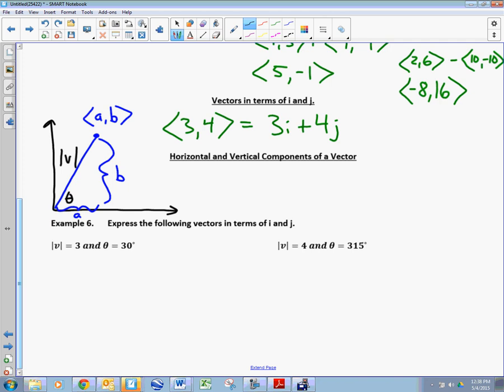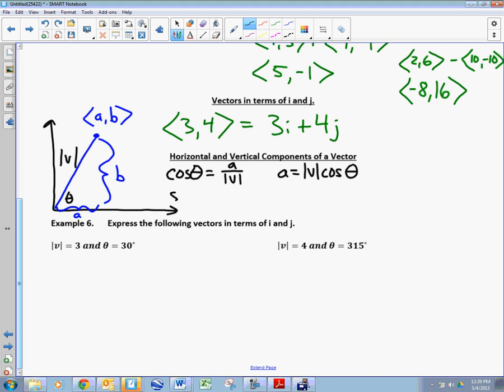Anybody come up with a relationship using sine or cosine or tangent involving these pieces? Cosine of theta is equal to what? A over the absolute value of v. So I want to solve for the horizontal component, so I'm going to multiply both sides by the magnitude of v, and I get A is equal to magnitude of v times the cosine of theta. So if anybody ever asks what's the horizontal component, you could simply take magnitude of v times the cosine of theta.